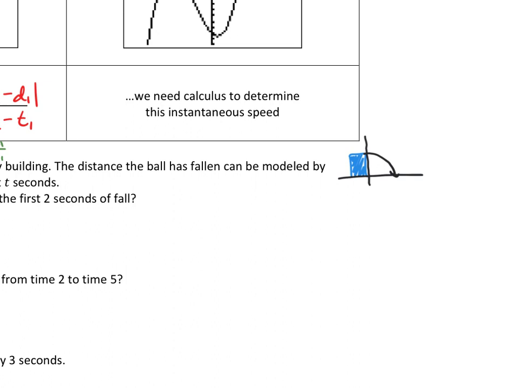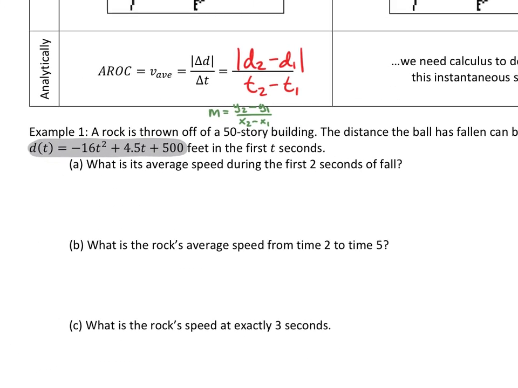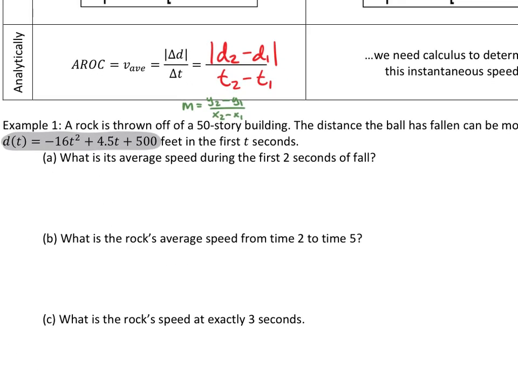We want to figure out a bunch of different things about this rock falling off of this building. The first thing we want to figure out is the average speed during the first 2 seconds of fall. So we have our idea here, and the rock is falling. We want to know how much it has changed from time 0 to time 2, the average speed. So we're really trying to find this secant line's slope.